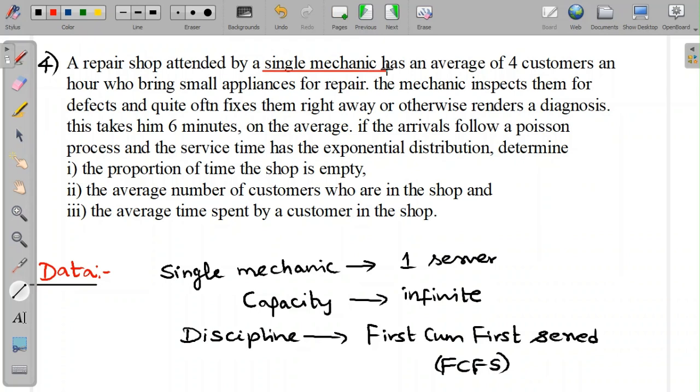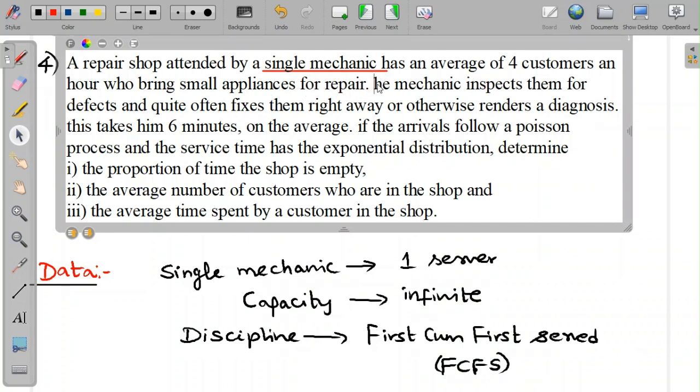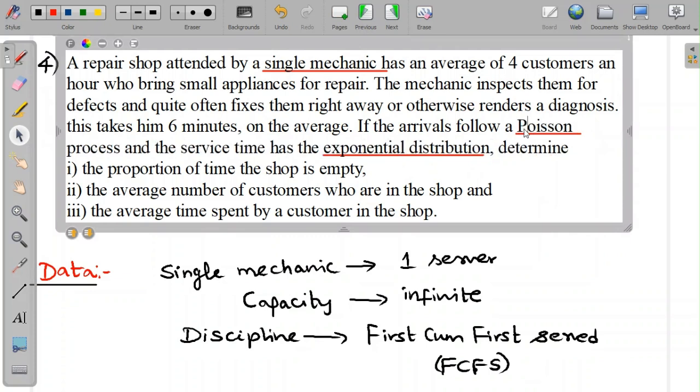The mechanic inspects them for defects and often fixes them right away after the diagnosis. He takes 6 minutes to complete the diagnosis and the repair job. The arrivals follow a Poisson distribution, and this classifies the model of the queue. That is the first M of the model. The service takes an exponential distribution, so the second M in the description of the model is also clearly identified.